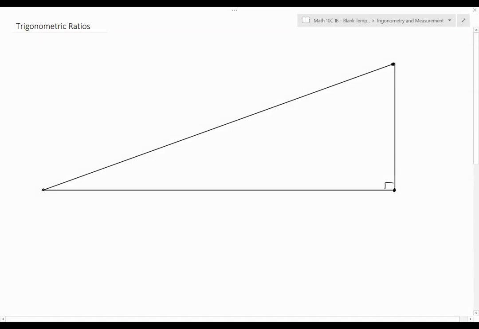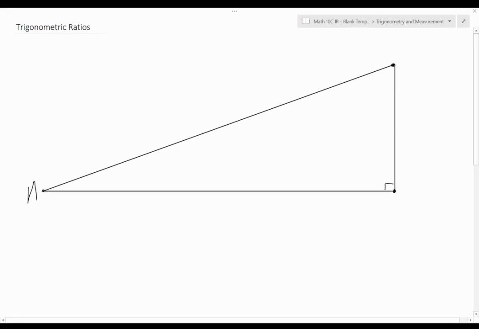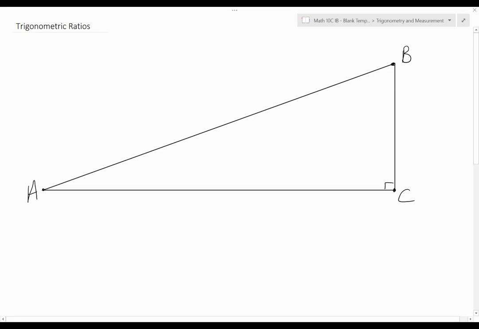Hello. In this video, we're going to look at the primary trigonometric ratios. But first, let's review some things about right triangles. So I have a right triangle here, and what I'm going to do is represent each vertex or point of the right triangle with a capital letter. So let's call this point A, point B up here, and point C for the right angle.